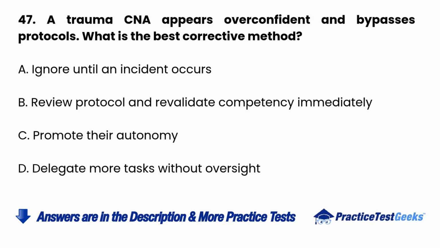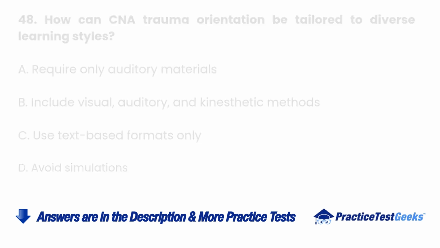47. A trauma CNA appears overconfident and bypasses protocols. What is the best corrective method? A. Ignore until an incident occurs. B. Review protocol and revalidate competency immediately. C. Promote their autonomy. D. Delegate more tasks without oversight.